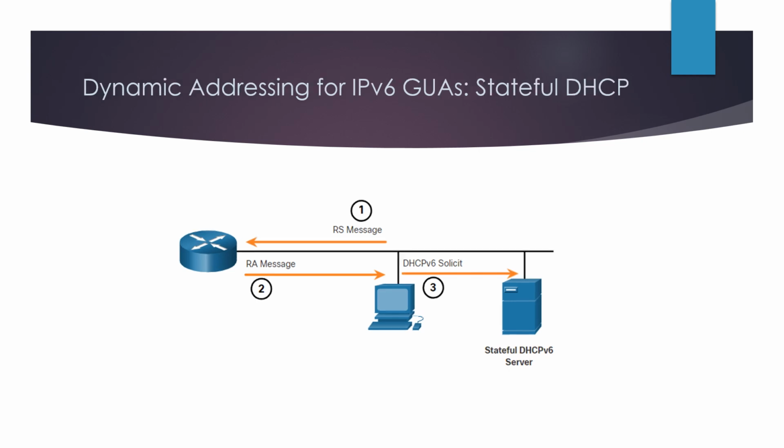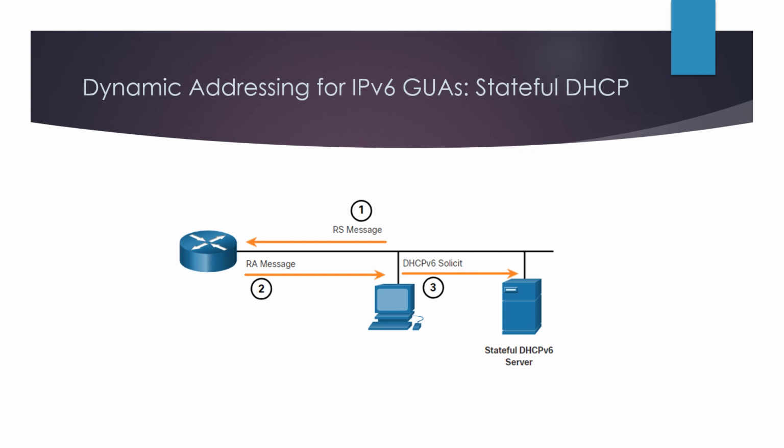And the third method, a router can be configured to send router advertisement using the stateful DHCP version 6 only. The stateful DHCP version 6 is similar to DHCP for the IPv4 networks. A device can automatically receive its addressing information, including a global unicast address, prefix length, and the address of DNS server from a stateful DHCP version 6 server.